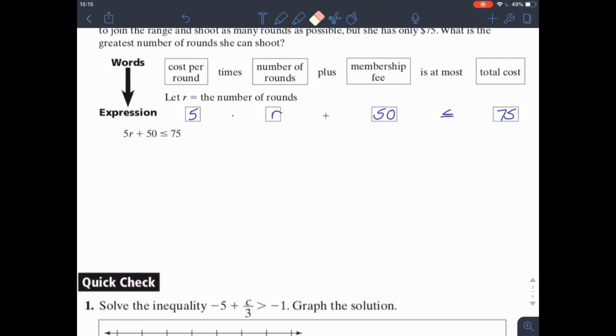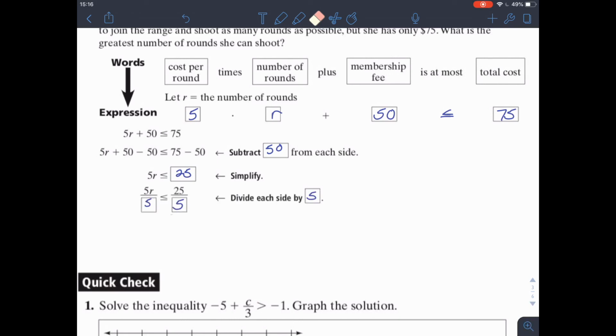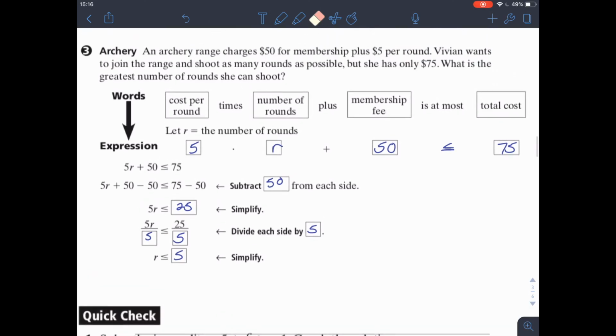All right, so I see addition, and when I see addition, I undo it with subtraction. So I'm subtracting 50 from both sides of my inequality. That leaves me with 5R is less than or equal to 25. Now I just see the multiplication is happening. So I undo my multiplication of 5 by dividing both sides by 5. Since I divided by a positive number, the direction of my inequality symbol does not change. So this here means that R is less than or equal to 5. So Vivian can do 5 rounds or less.